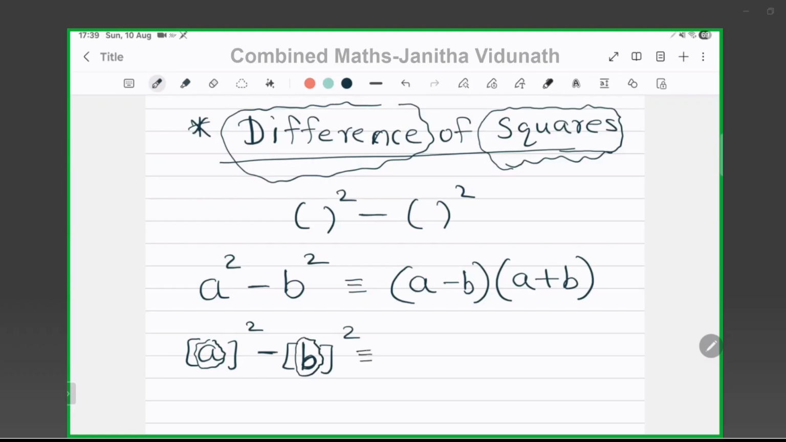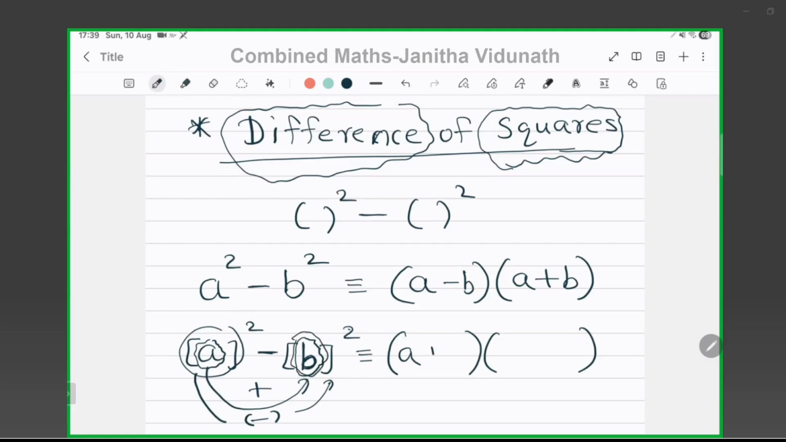Then we simply add those two numbers and subtract those two numbers. Let me repeat. We check what is the number inside the square here. It is a. And we check what is the other number or expression inside the whole square. It is b. Then simply we add those two numbers or expressions and subtract those two.